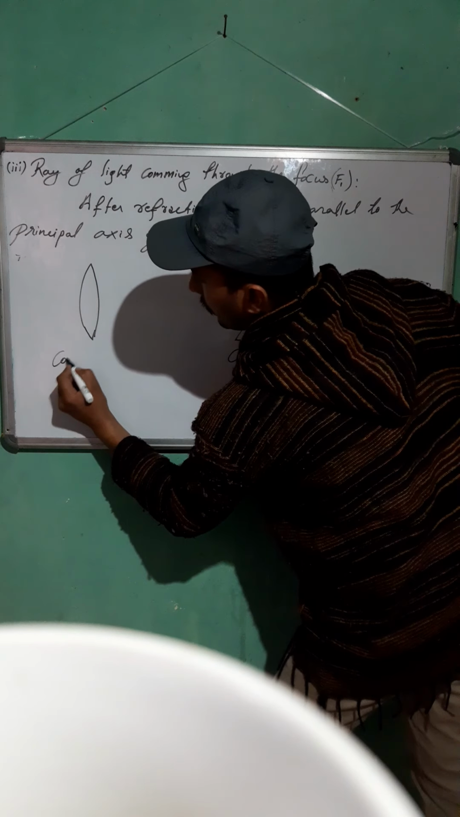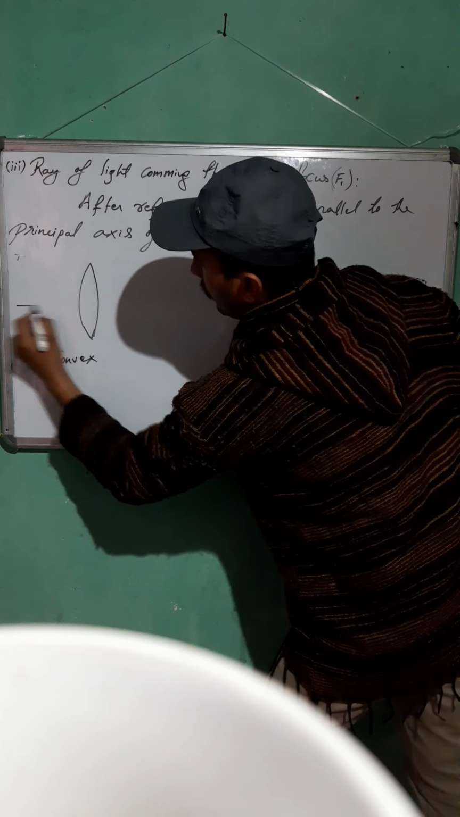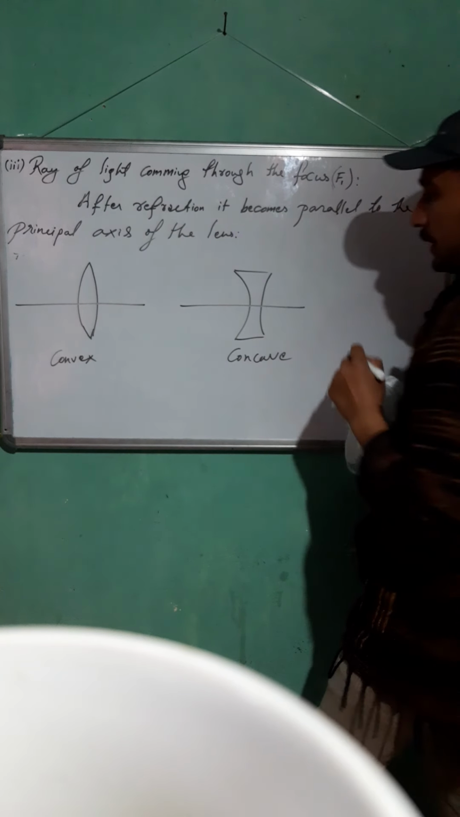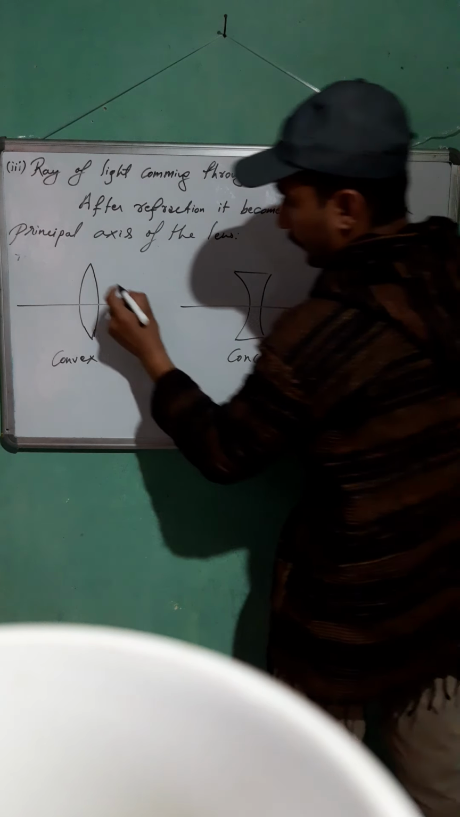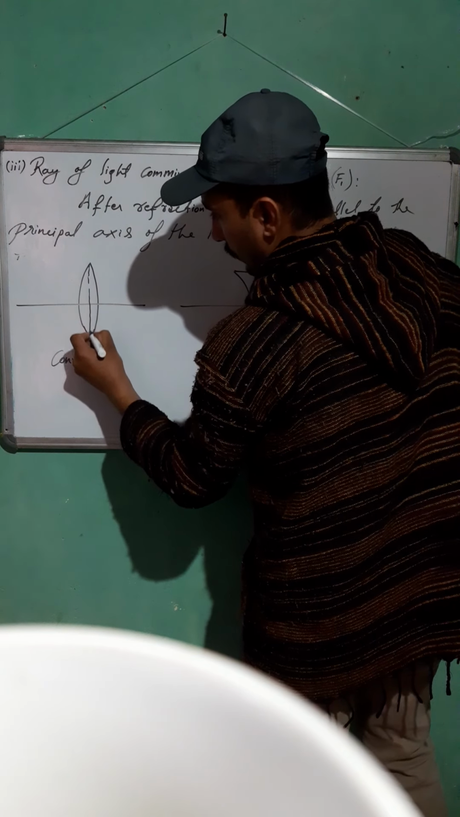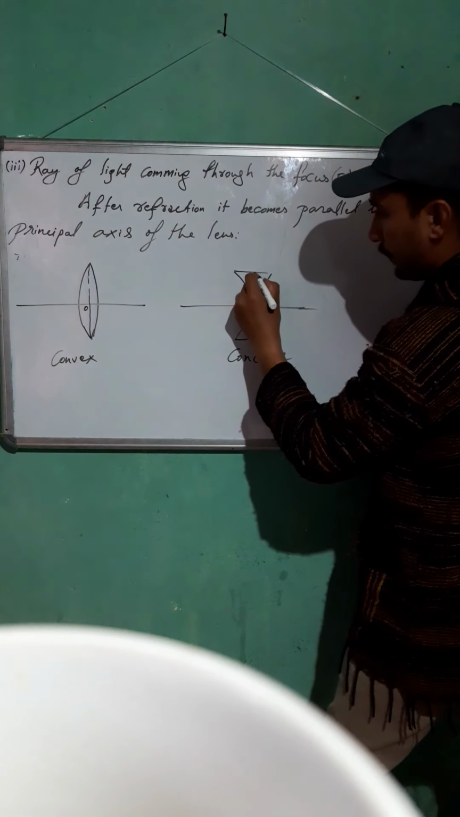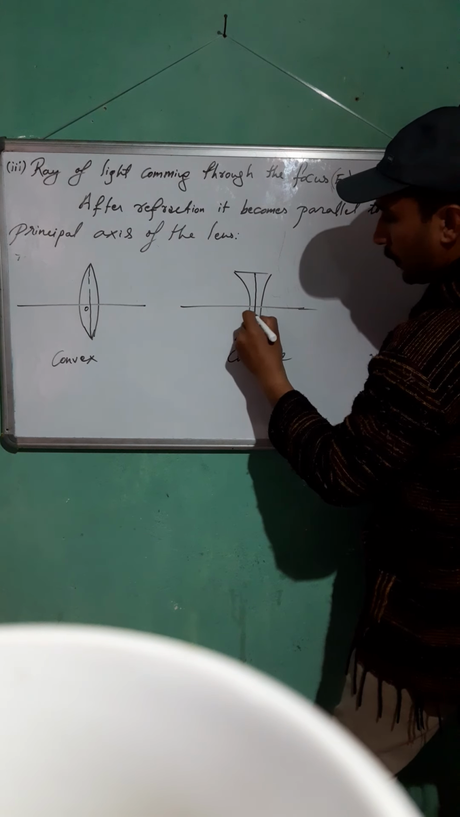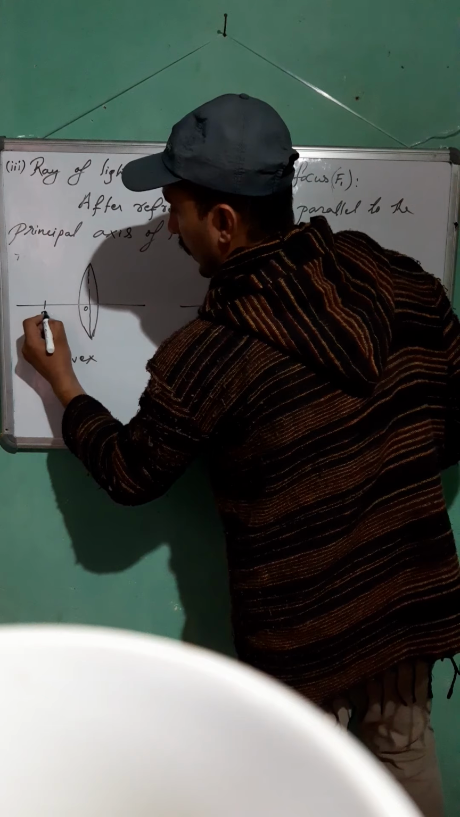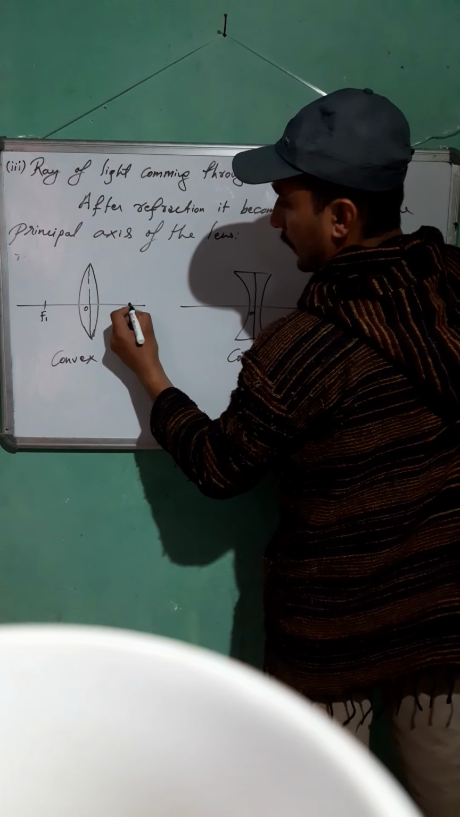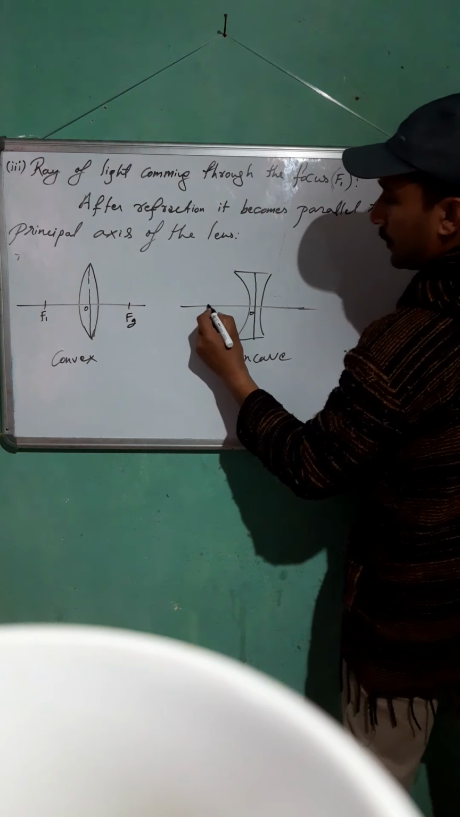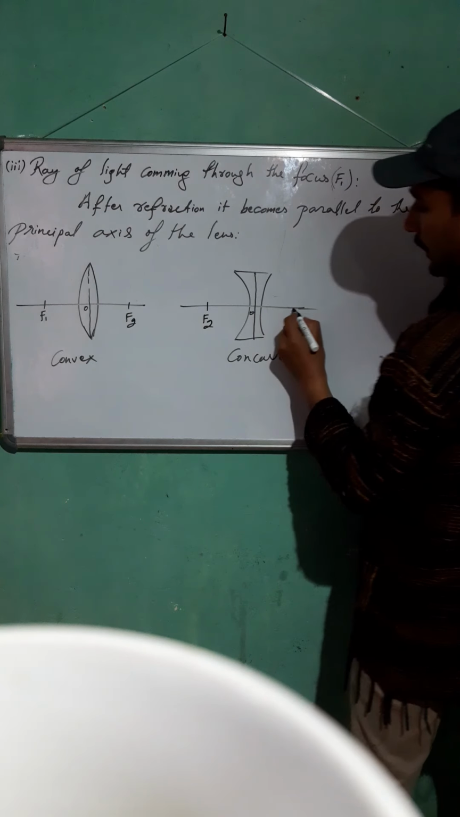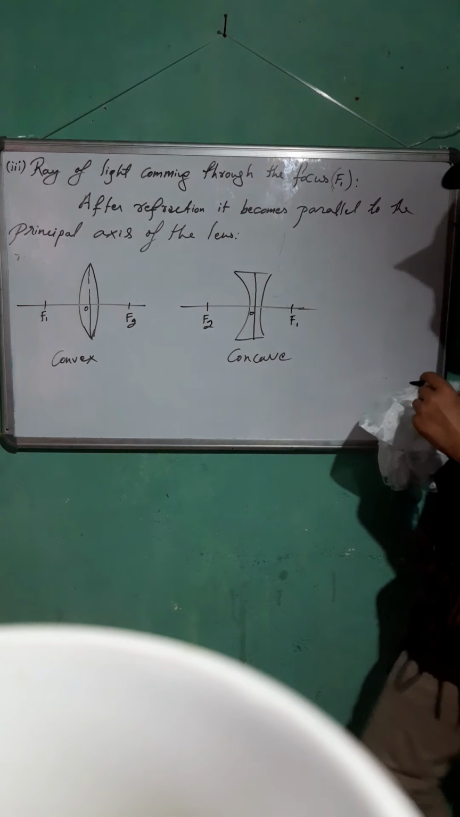This is convex. This is the principal axis. Optical center. This side is F1, and this side is F2.